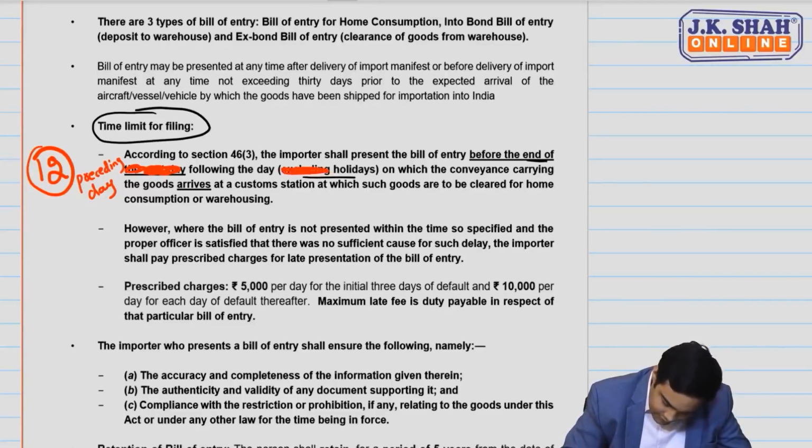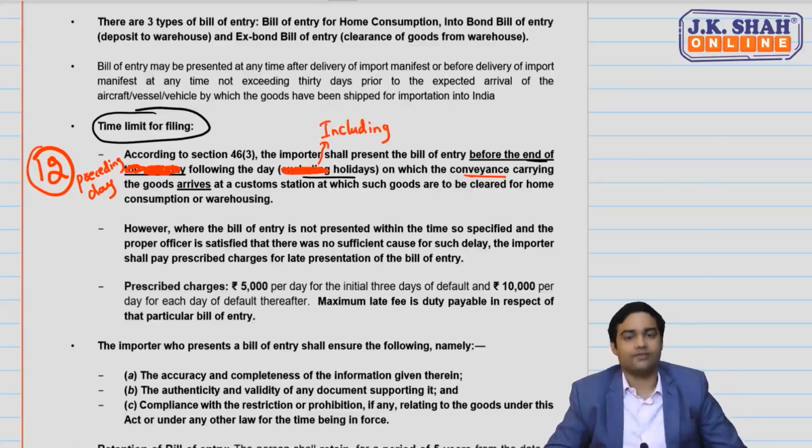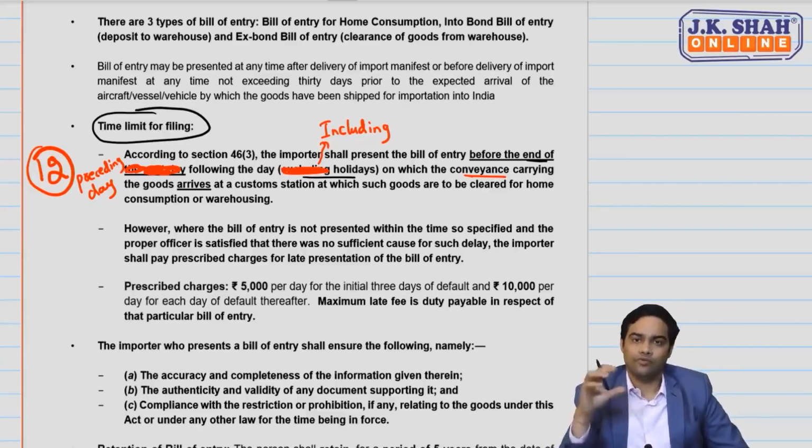Following the day, and here excluding has become including, on which the conveyance arrives. So when the vehicle arrives, previous day you have to file bill of entry. Otherwise 5,000 per day for first 3 days and 10,000 per day after that. That is the late fee.